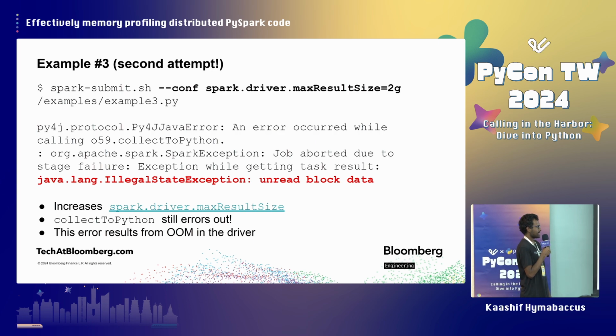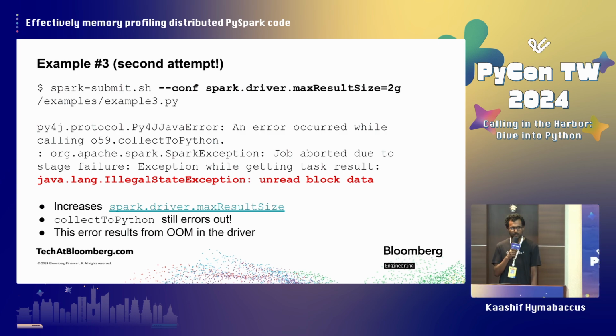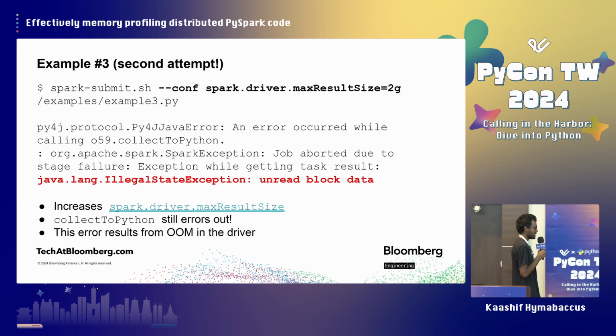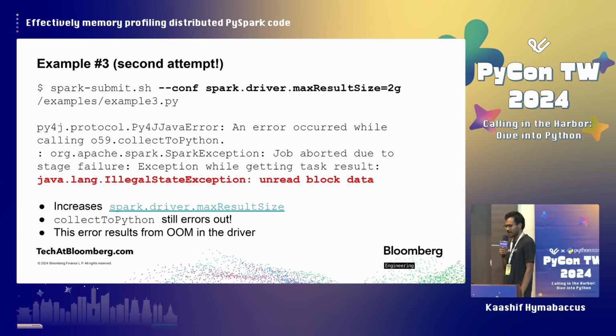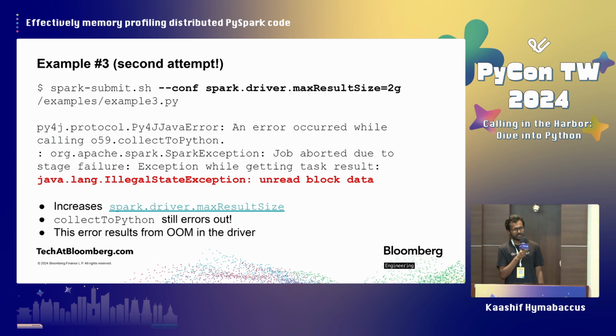So collect to Python still errors out. This is still coming from collect to Python. And the error comes from out of memory in the driver. So the problem here is still the same. We're loading all of the data into the driver process, and that causes us to go out of memory, which makes sense. We still have a more than 1 gigabyte data set, and you are never going to be able to conceptually load that all at once into a machine with only 1 gigabyte of memory.